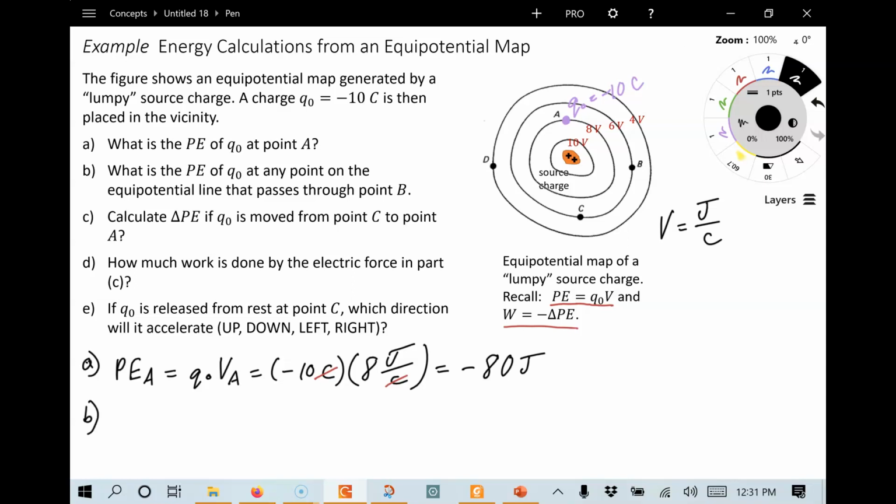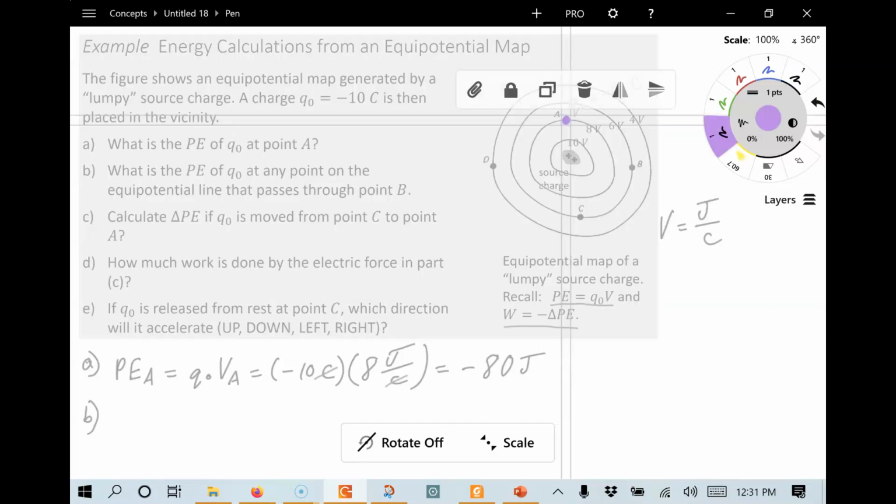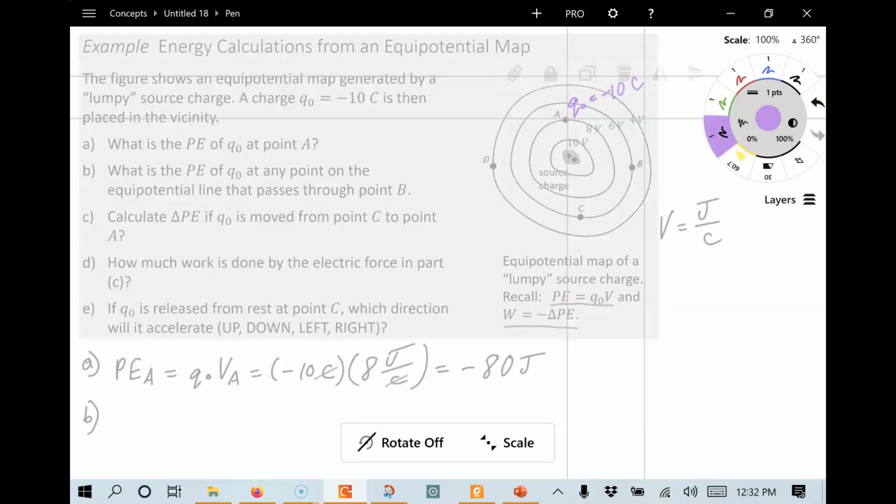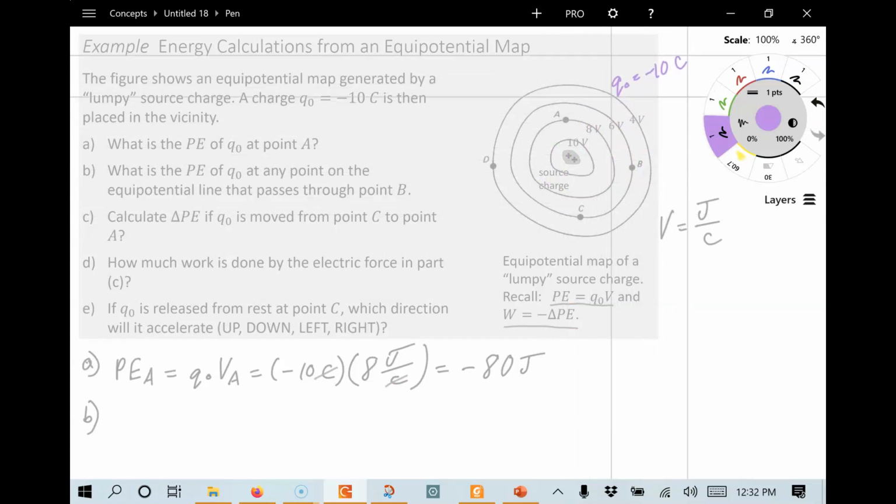Let's look at part B. What is the PE of Q0 at any point on the equipotential line that passes through point B? All right, let's go ahead and move Q0 so it's no longer on point A. And we can put it somewhere else. Remember, we're not doing anything with the source charge. It's there. It creates electric potential.